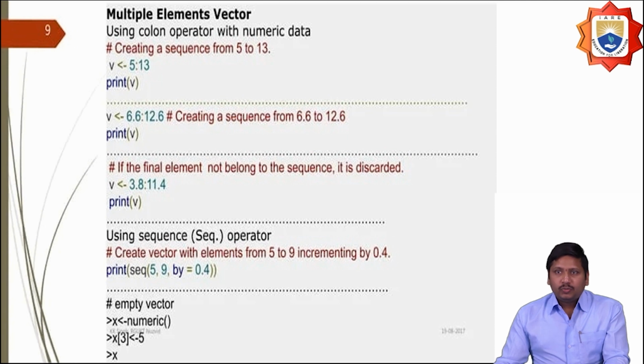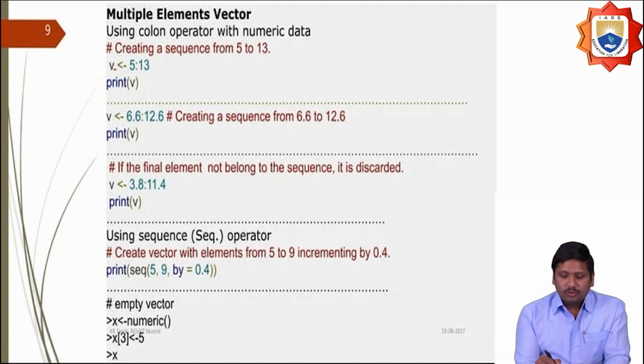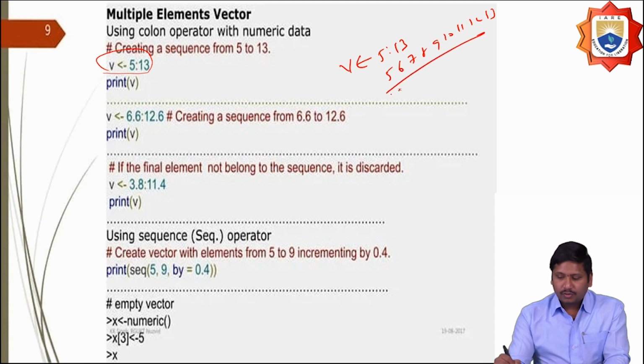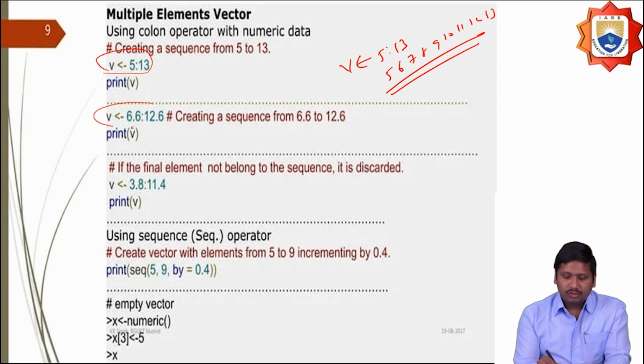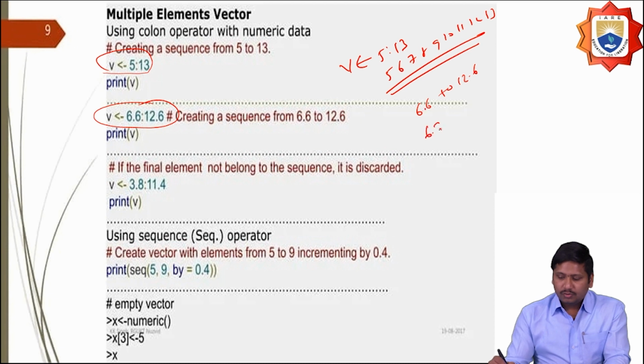So multiple elements vector. Here this one can be generated through the colon operator. Suppose I mention 5:13, that means I'm going to generate the vector of elements up to 13. Similarly, I want to generate the sequence 6.6 to 12.6. So 6.6, 6.7, up to 12.6 can be generated.